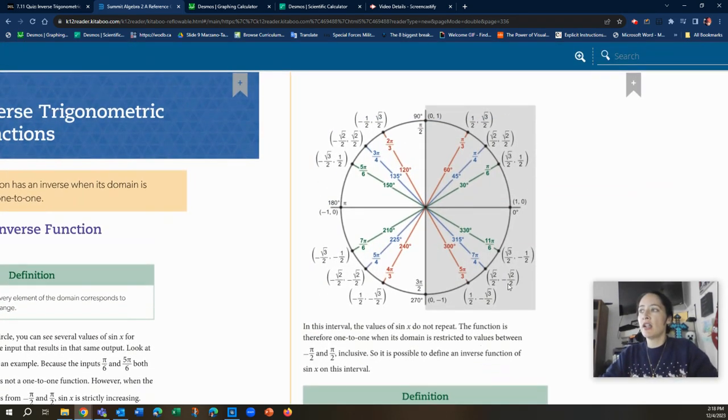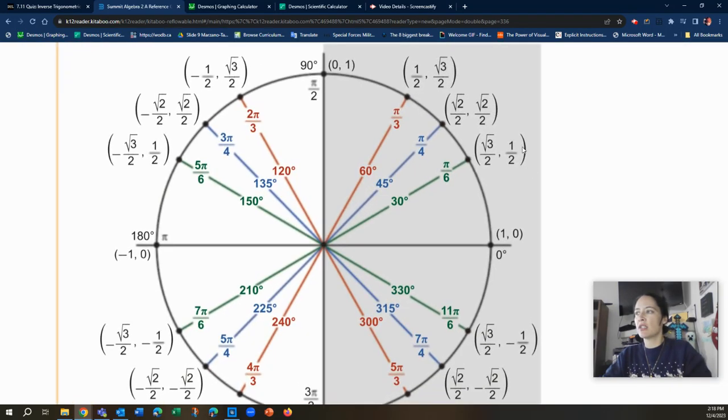So if we want the arc sine of 1/2, remember the x is cosine and the y value is sine. We look for it. Aha, there we go. According to this, there's the sine value. The arc sine gives us the angle, so 30 degrees or pi over 6.